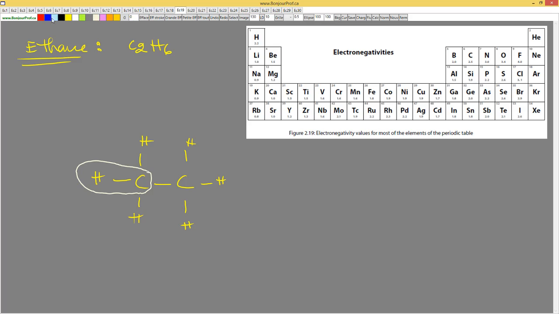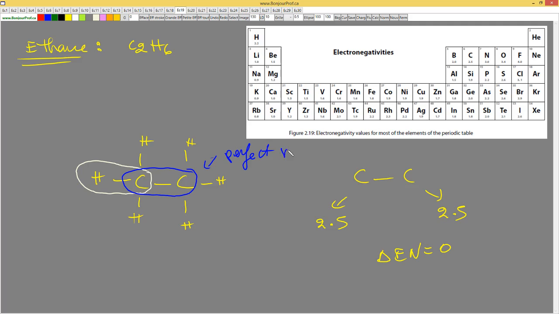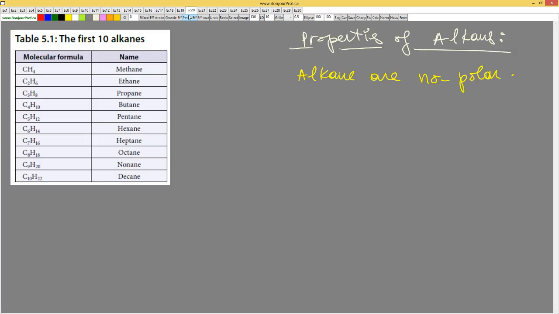The only one that we have to check is carbon-carbon. But carbon-carbon is non-polar. Why? Because it is the same atom. The electronegativity for the carbon is 2.5. If I take the difference of electronegativity, it will give me 0. This one is perfectly non-polar. There is no difference. So, for example, for ethane, there is no bond that is polar. If there is no dipole, the molecule is non-polar. So here we proved that alkanes are non-polar.